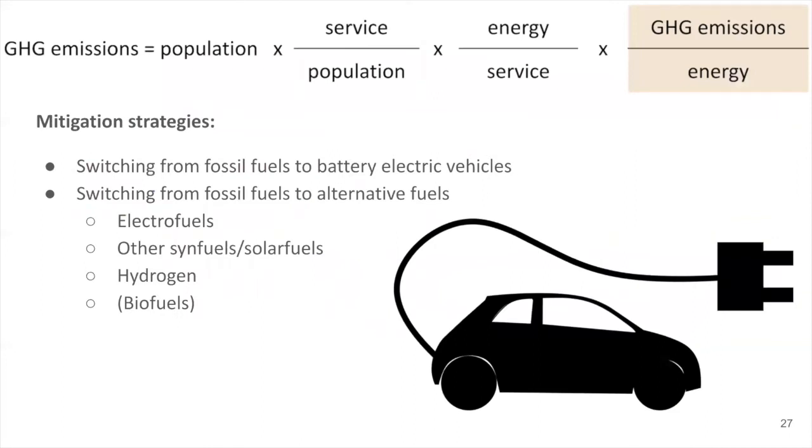And getting into the last term here, greenhouse gas emissions per energy. This really refers to, in the example of the car, switching from those high emission fossil fuel energy sources to cleaner or low emission sources, which can be clean electricity used in a battery, so battery electric vehicles, or alternative fuels that are generated with cleaner sources. This can be electrofuels or other syn fuels, often also referred to as solar fuels, hydrogen, and biofuels, even though for biofuels, there's a much more complicated interaction with land use, which makes them not such a great technology to promote. Let's put it that way.